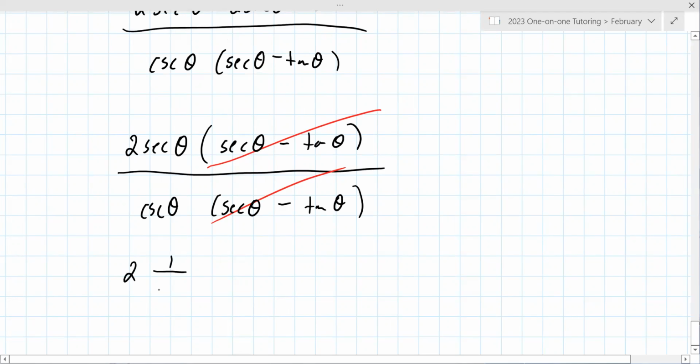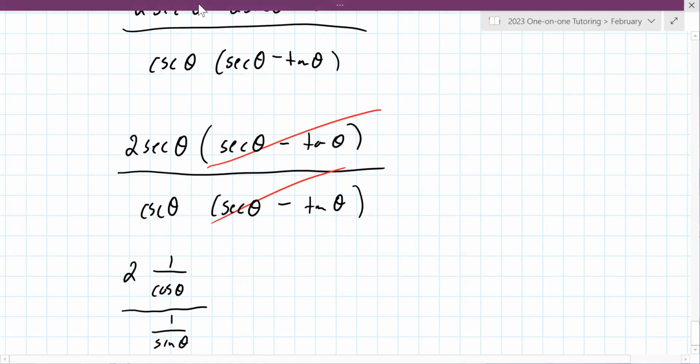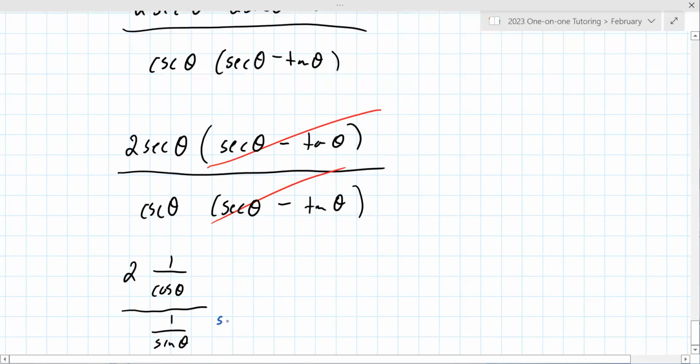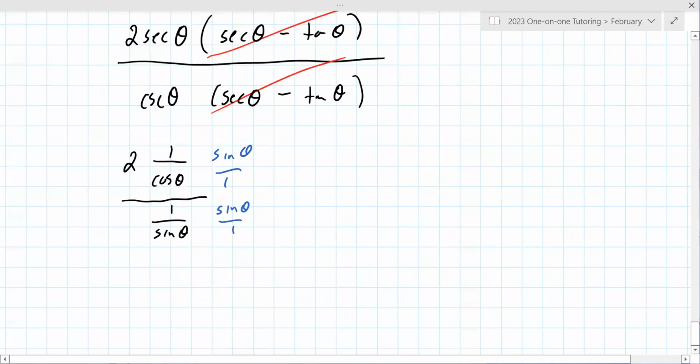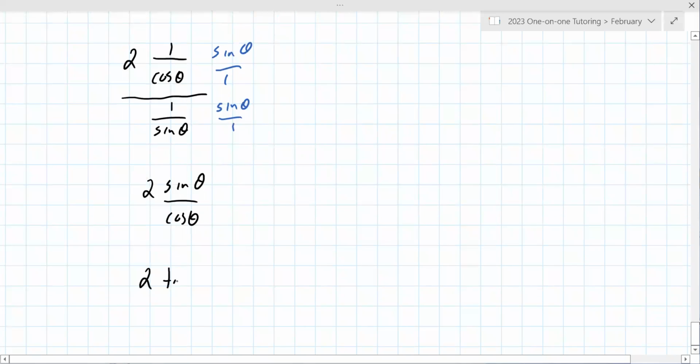Secant is 1 over cosine theta. Cosecant is 1 over sine theta. So if you multiply by the reciprocals, sine theta over 1, sine theta over 1, you get what you're looking for, which is 2 sine theta over cosine theta. And that is the 2 tangent theta that you're looking for.